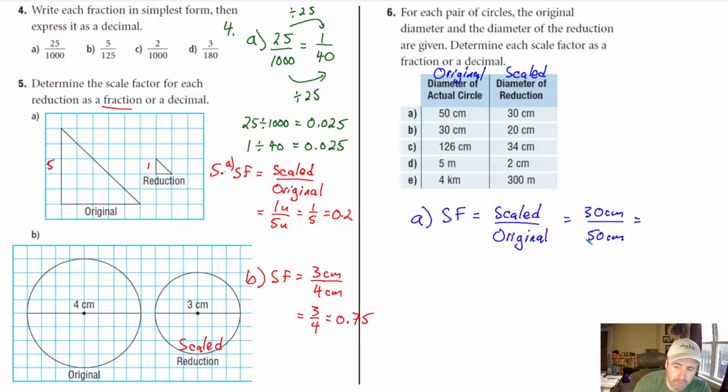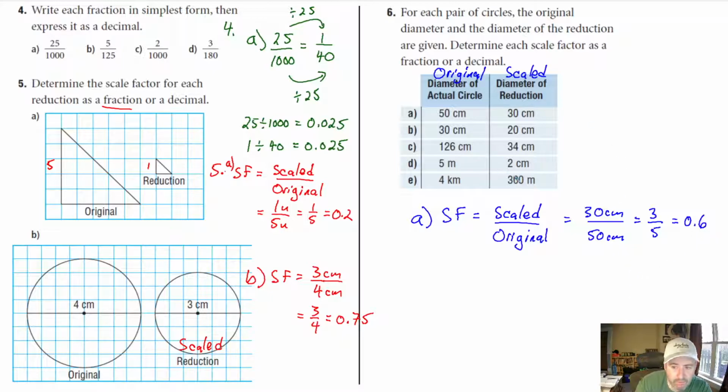And 30 over 50 as a fraction, I'm hoping you can see, we divide them both by 10, that would be 3/5. And if you wanted it as a decimal, you could have just started and done 30 divided by 50, right? So top divided by the bottom, 30 divided by 50 is going to be 0.6. Okay, so the scale factor here would be 0.6.